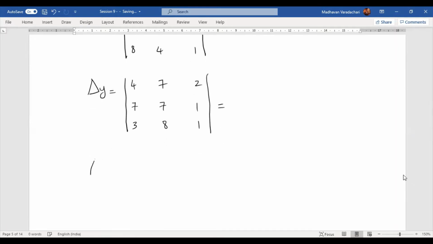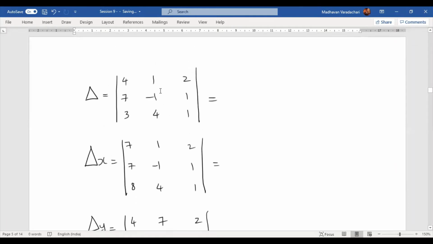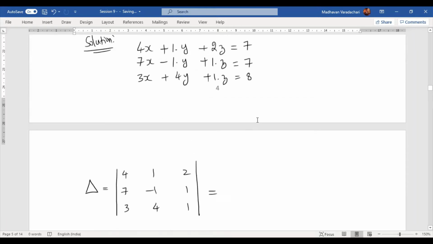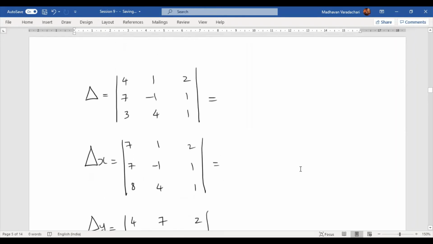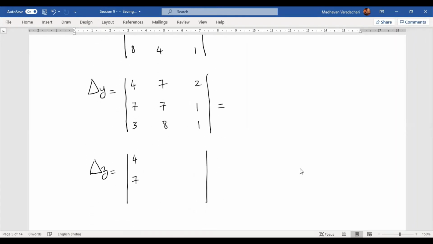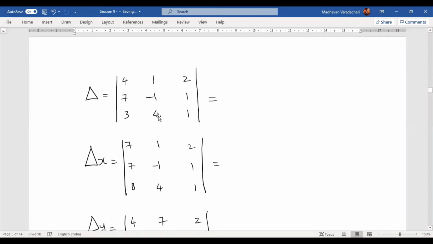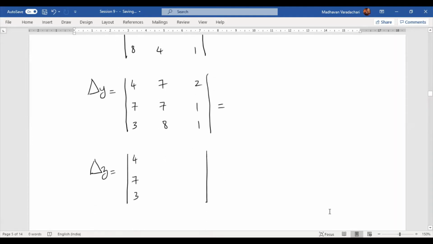Then comes the next one, delta z. Here there is no change in the x coefficients and no change in the y coefficients, whereas the z coefficients will be replaced with the constants. The first two columns remain as they are, like delta: 4, 7, 3, and then the second column 1, minus 1, 4. The third column, which is the coefficients of z, will be replaced with the constants, 7, 7, 8. We need to evaluate this also.